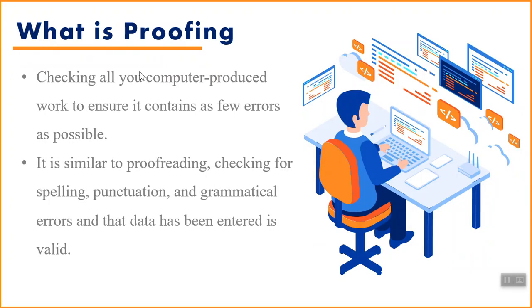First, what is proofing? Proofing is generally checking a document for accuracy and correctness using various techniques, or checking all your computer produced work to ensure it contains as few errors as possible.